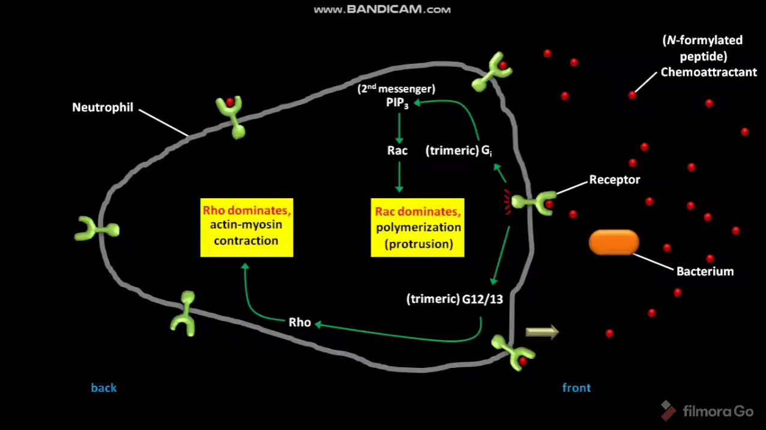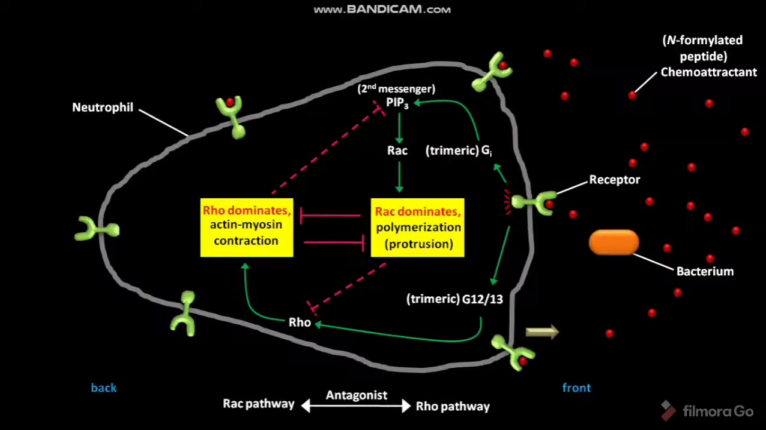Whenever the Rho protein dominates, it blocks PIP3 of the RAC pathway. So we can say that actin-myosin contraction blocks the actin polymerization. Whenever the RAC protein dominates, it blocks Rho protein in the Rho pathway. So we can say that actin polymerization blocks the actin-myosin contraction. Here we can also say that the RAC pathway and Rho pathway are antagonistic to each other.